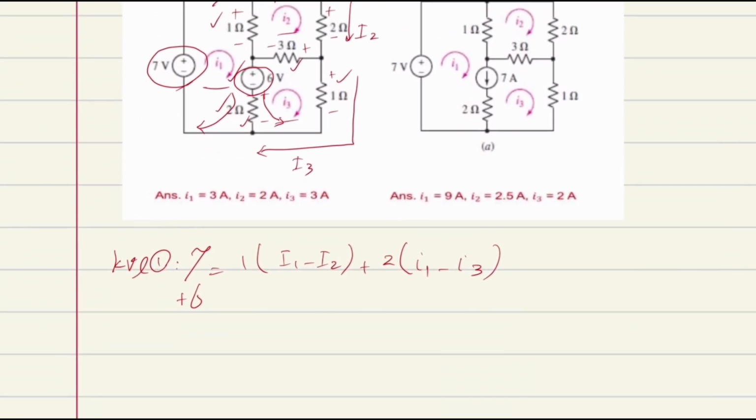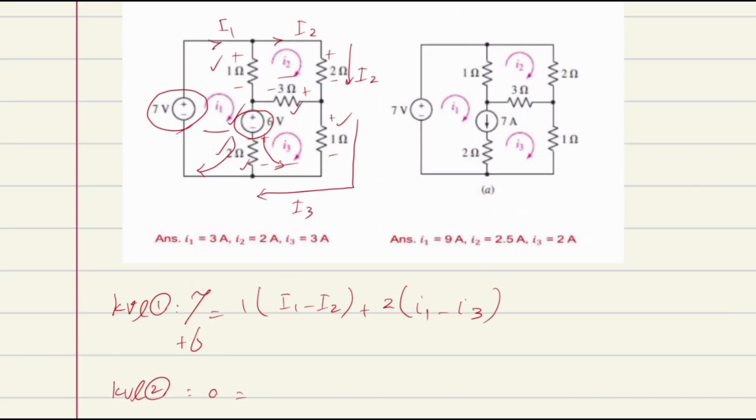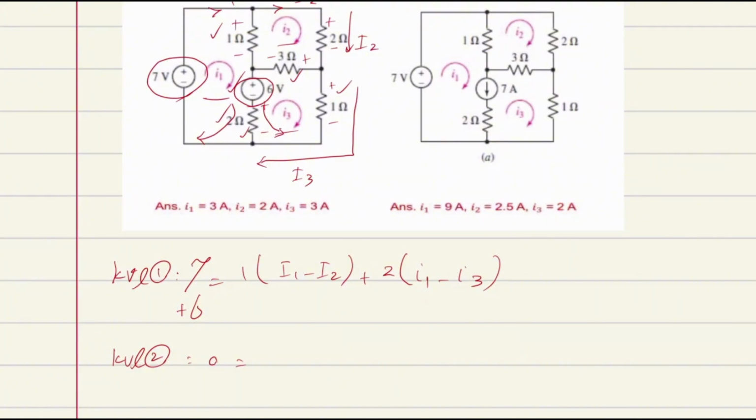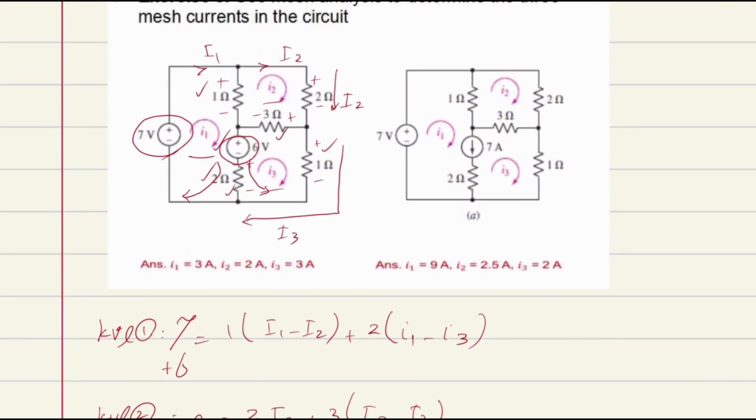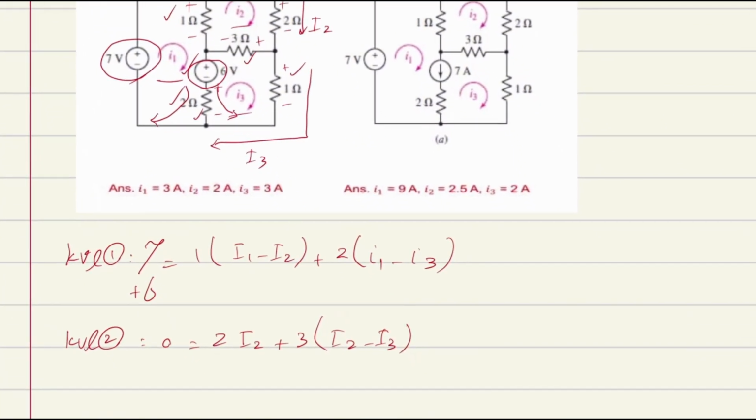Let's talk about the second KVL. The second KVL is just about all voltage drops. So I can say 0 equals all of the voltage drops happening over here on the top side. So 0 equals 2 times I2 plus 3 times I2 subtracted by I3. And since I'm looking at this from this direction, it is important: the current that moves through this one is going to be I2 subtracted by I1. So it's plus 1 times I2 subtracted by I1. This is the second KVL.